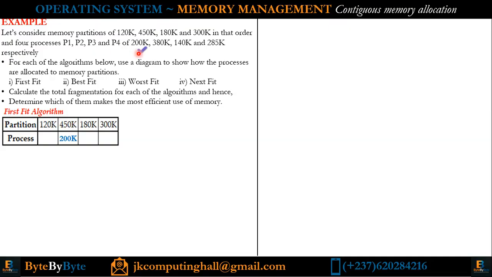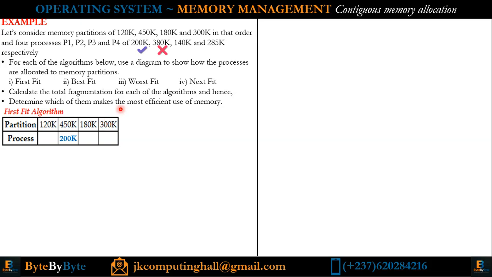Now, when we take the 380K, we start from the beginning. This cannot, this is already occupied. We come here, this cannot, and this cannot. So among the unallocated memory left, there is no partition that can accommodate the 380K process. So this one will not be allocated.